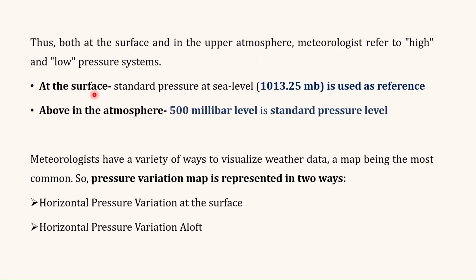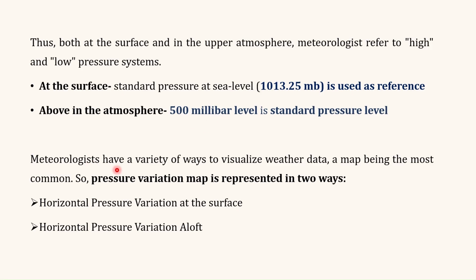At the surface, standard pressure at sea level, that is 1013.25 millibar, is used as the reference. This means if the value of atmospheric pressure is more than 1013.25 millibar, it is reported as high pressure, and if it is less than 1013.25 millibar, it is reported as low pressure. And above in the atmosphere, the 500 millibar level is used as the standard pressure level. That means at that particular altitude, if the value of atmospheric pressure is less than 500 millibar, it is low pressure, but if it is more than 500 millibar, it is high pressure.